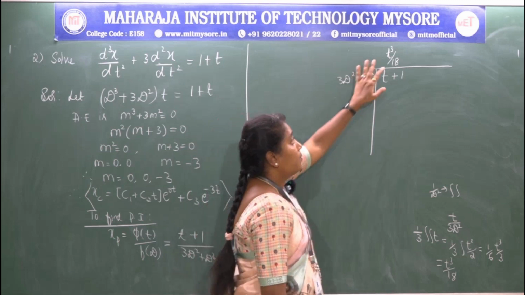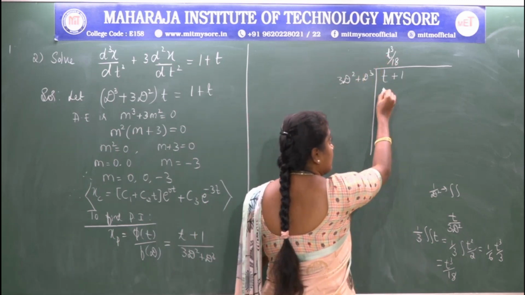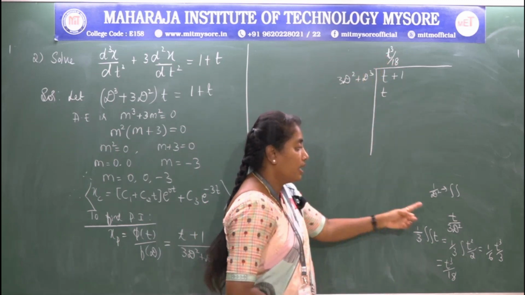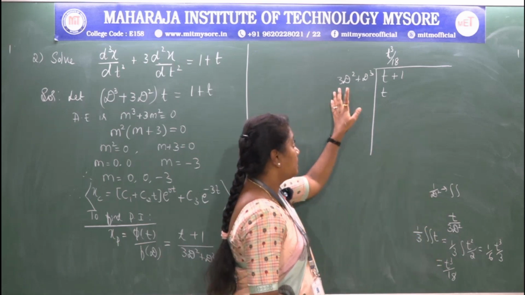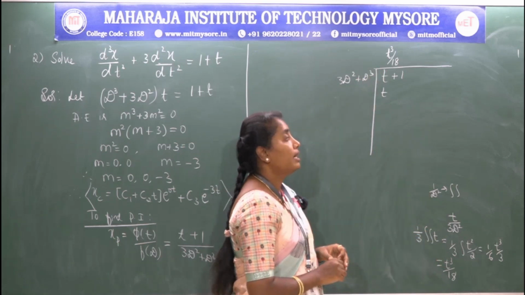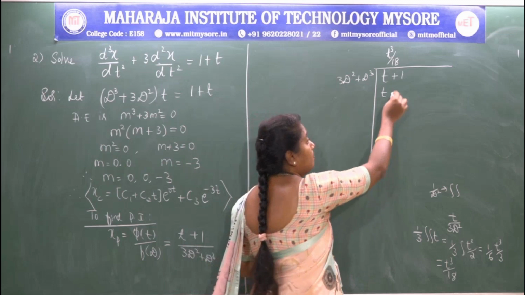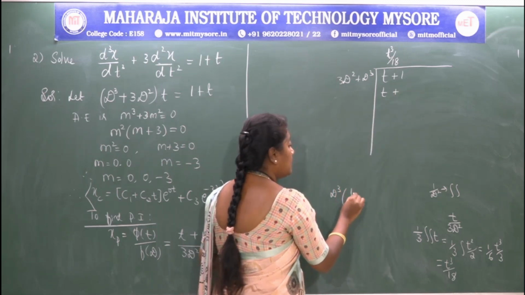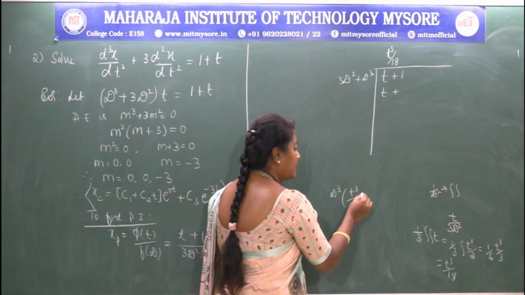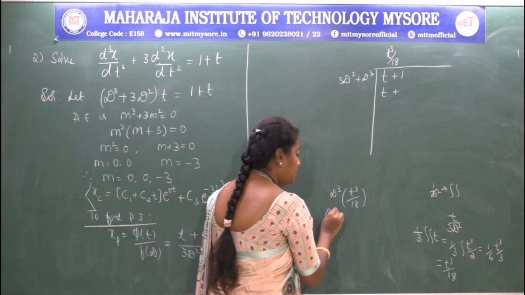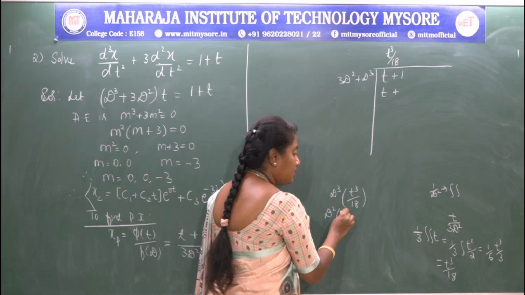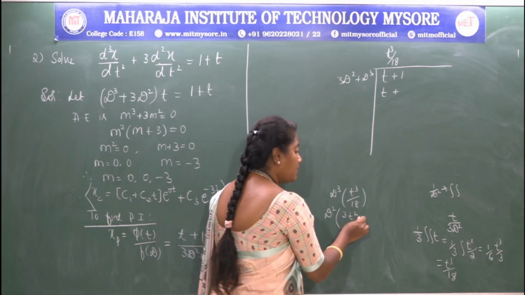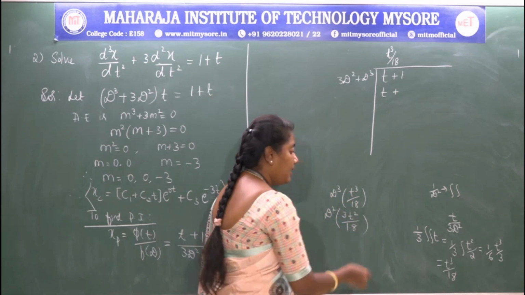Then 3D square into t cube by 18 is t. So here we are dividing the same term, that is 3D square into t cube by 18 is equal to t plus D cube into t cube divided by 18. Differentiating once, that is D square, differentiating once we get 3t square by 18.